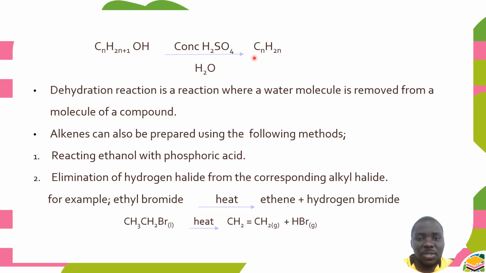and produce an alkene. Now, as I said in the previous slide, after we looked at the description of the preparation of alkenes, we need to know the term dehydration. When we are talking about a dehydration reaction, it's a reaction where a water molecule is removed from a molecule of a compound. So it means during dehydration of ethanol, we are going to remove a water molecule. After removing the water molecule, the sample which remains is an alkene. That is the meaning of a dehydration reaction.